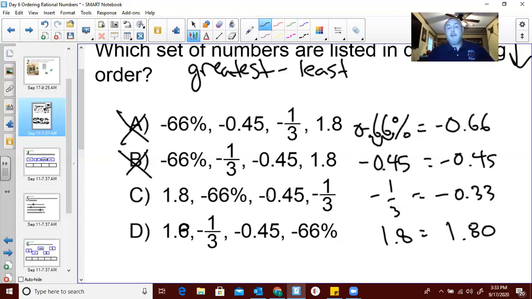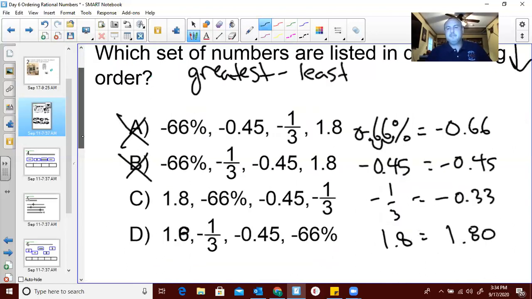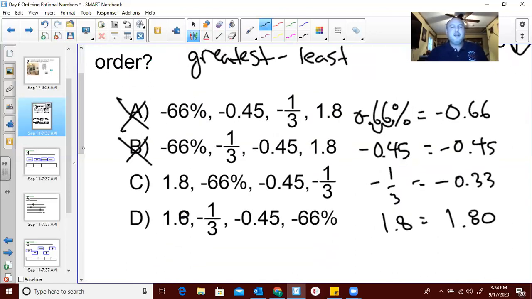Okay, and I remembered, surprisingly, that we are going to be going in descending order, which would be greatest to least. Usually I read the question, convert everything to decimals, and then just double check the question. That's my advice. All right, this one's a little tricky.